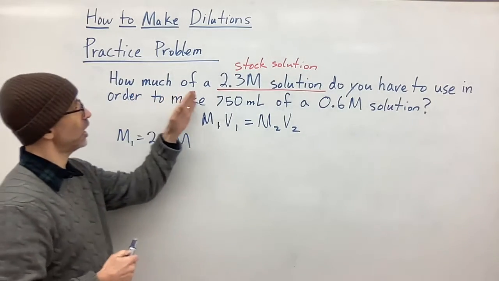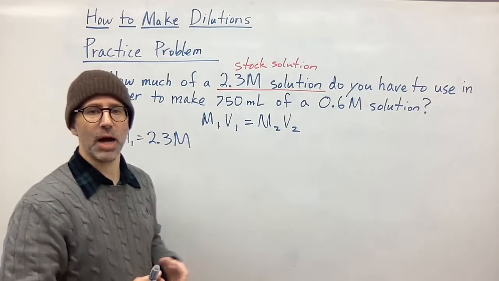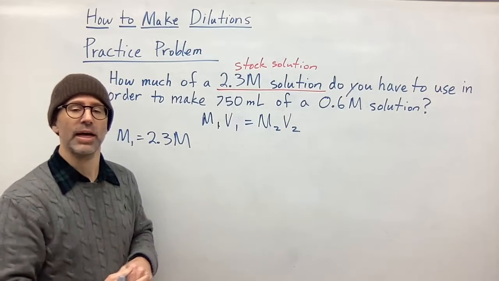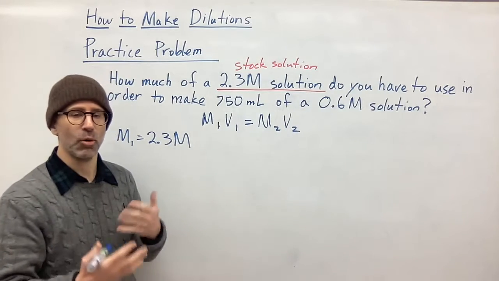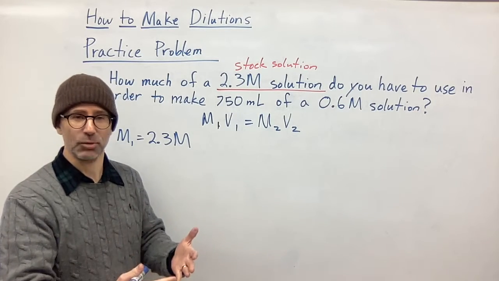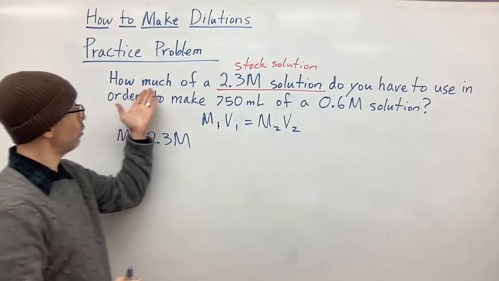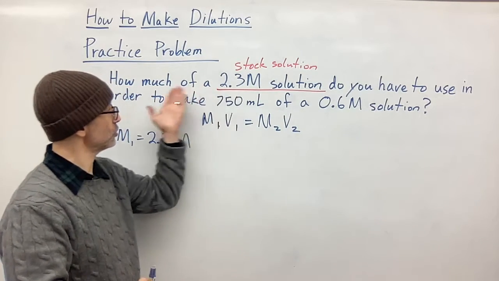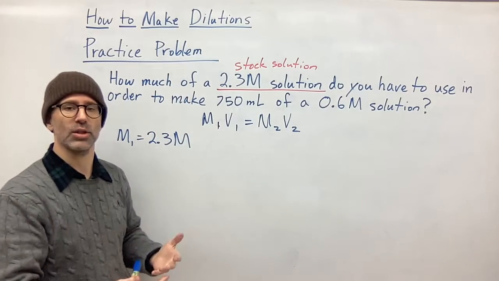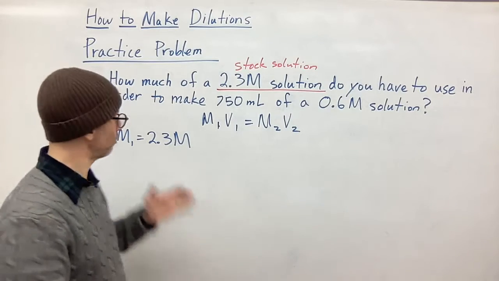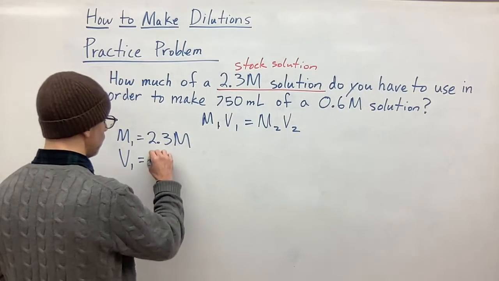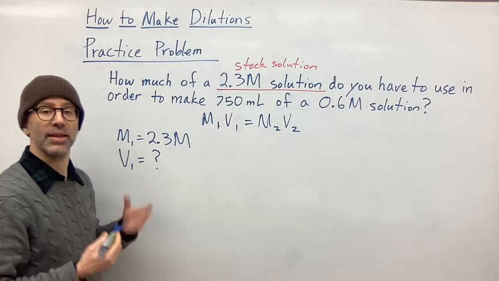They're saying how much of this solution. So remember, when you're dealing with these problems and you're trying to figure out what they want, what's your end goal here? It's usually almost 100% of the time the beginning of the question. So the beginning of the question is the end of your problem. The beginning of the question is how much of a 2.3 molar solution. So how much of that we're talking about is volume. We want to know what the volume is. So the starting volume, the V1, is what we're looking for. V1 is question mark. What is it? We don't know. That's what we try to find out.